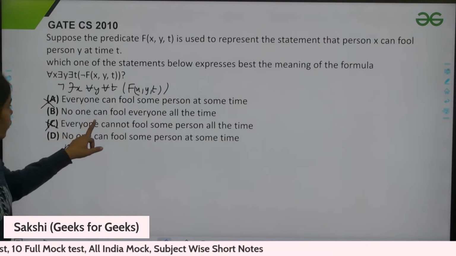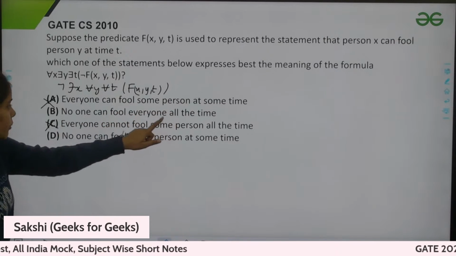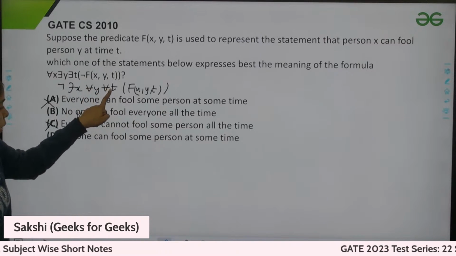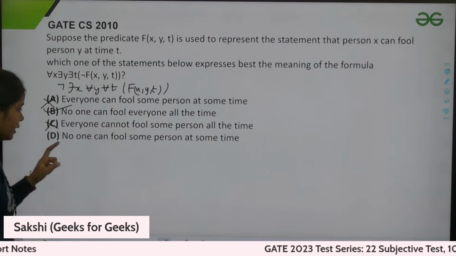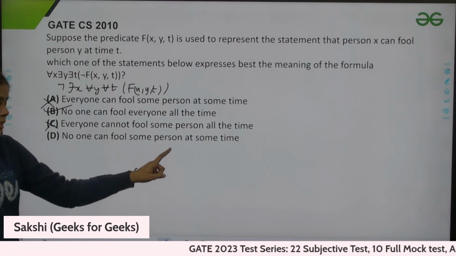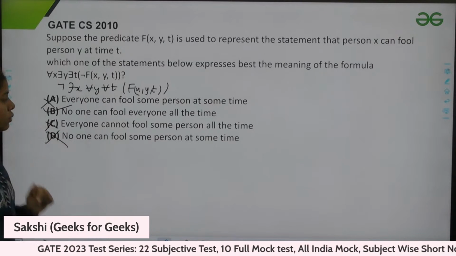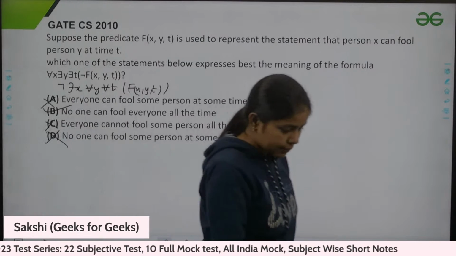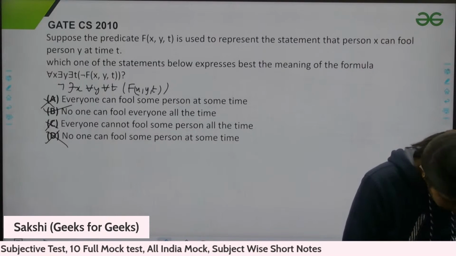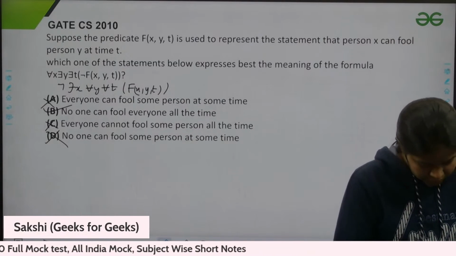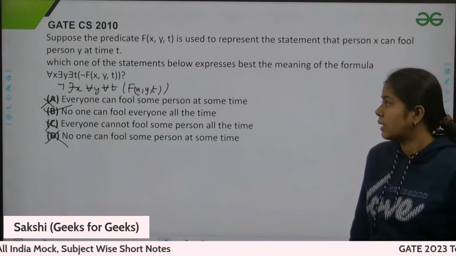No one can fool everyone all the time. Yes, that is correct, because here also there is for all, and here also there is for all. This is true. Now let's see this one: no one can fool some person at some time. No brother, here there is for all, so this cannot be true. So option B is my correct answer. Right guys, option B is correct here. Yes, option B is the correct answer here.